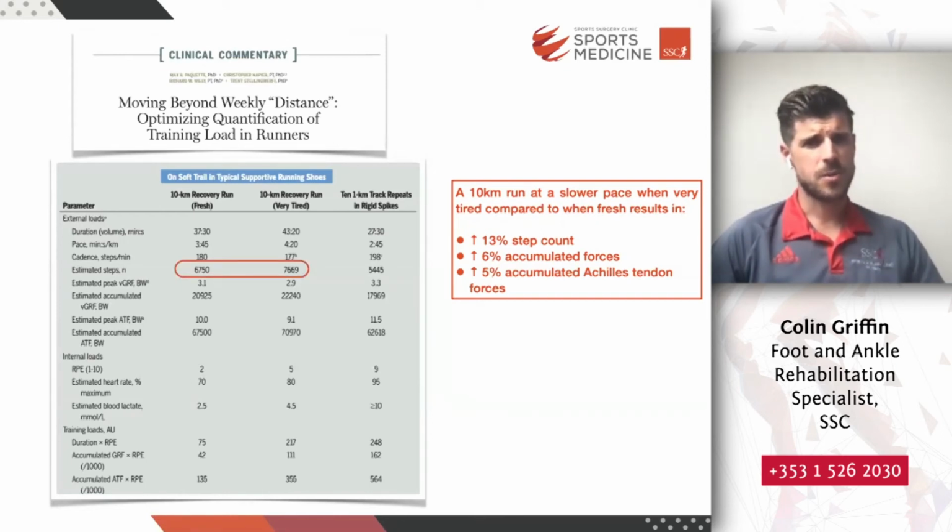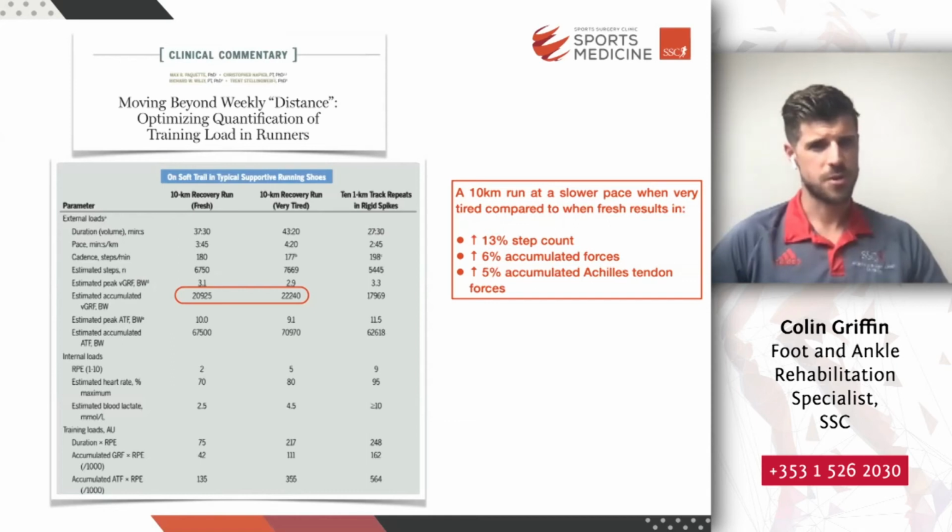And the main thing here, the difference between doing an easy run when you're fresh versus when you're very, very tired, is your step count can increase by up to 13%. So you have more time on your feet, more steps. If you look at the accumulated vertical ground reaction forces, that is a 6% increase. So just because you're going slower for the same distance, the accumulated loading can actually increase. So you have more of a step count and your accumulated forces have increased. And look at the Achilles tendon further down.